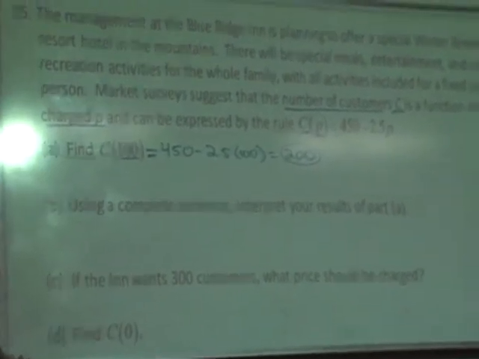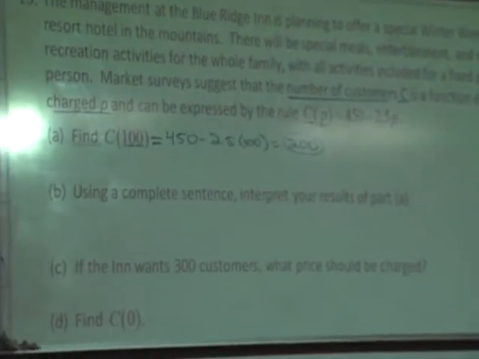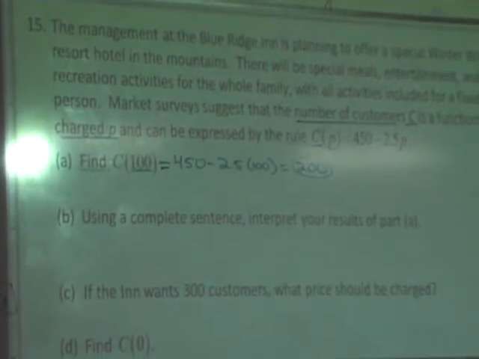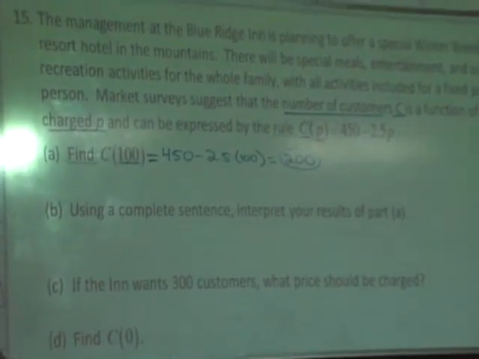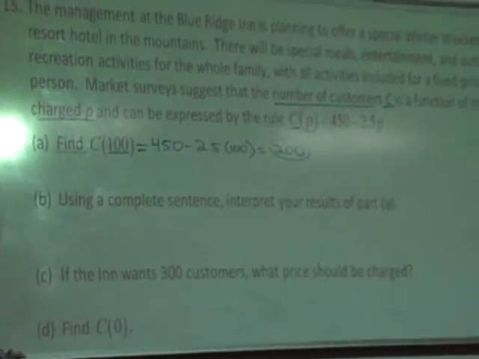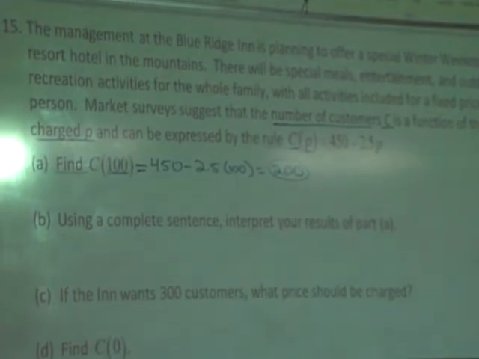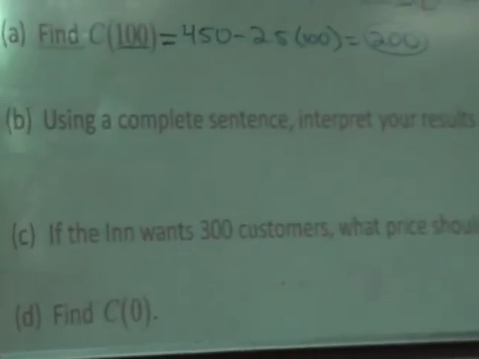When the price per person is $100, there will be 200 customers. In a sense, 200 customers will attend. That's what they're saying. What if they want more than 200 customers? Guess what they're going to need to do? Lower the price, right? Does that make sense to you?